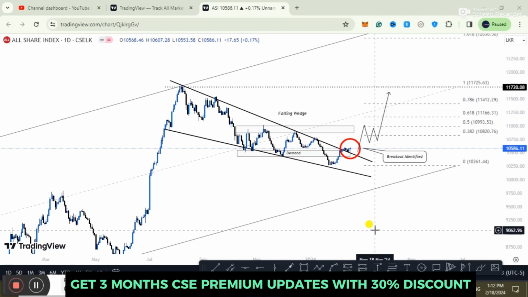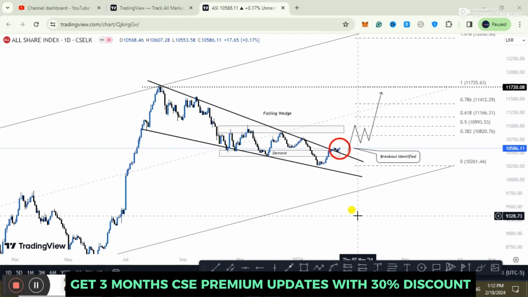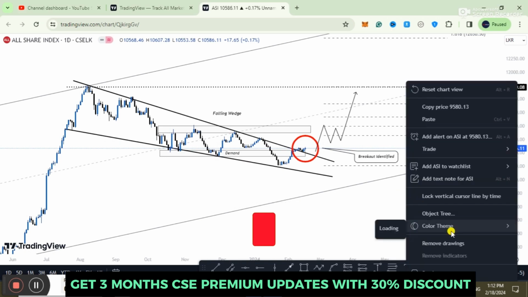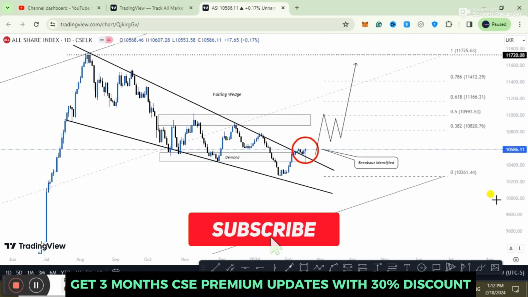So let's have a look at the All Share Price Index. Today I'm picking up the All Share Price Index as my first analysis for the weekly update. So let's get started. On the daily chart, we can clearly identify that the price of the All Share Price Index has shown a falling wedge pattern.